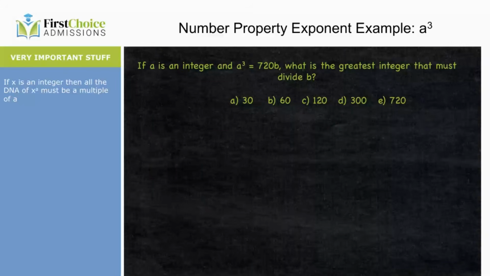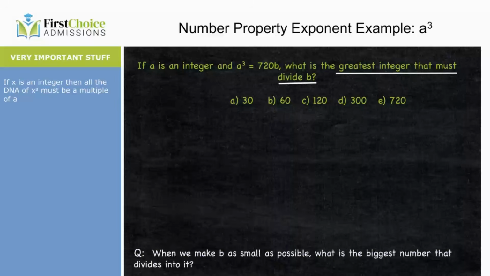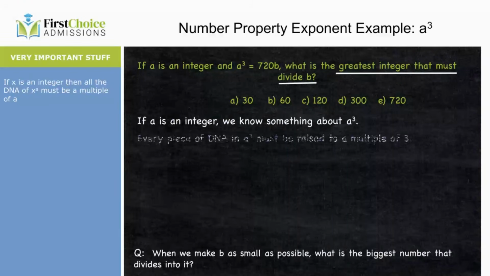And then we have our answer choices. Okay, now what are we being asked again? We need the greatest integer that must divide b. We've seen this language before, and what does that mean again? It means when we make b as small as we possibly can, what is the biggest number that must divide into it? Okay, let's find out. If a is an integer, we know something about a cubed. We know that every piece of a cubed must be raised to a multiple of 3.